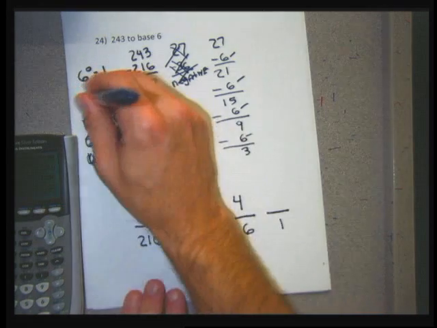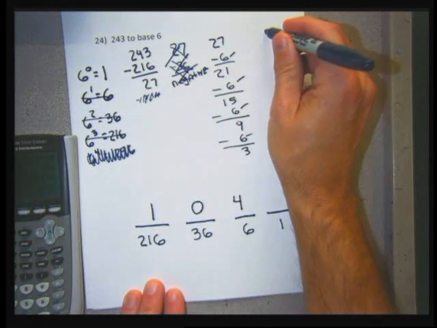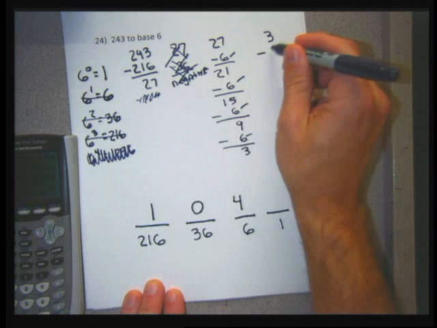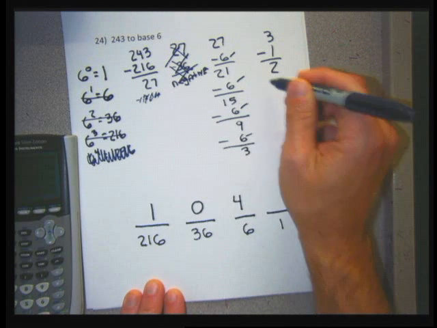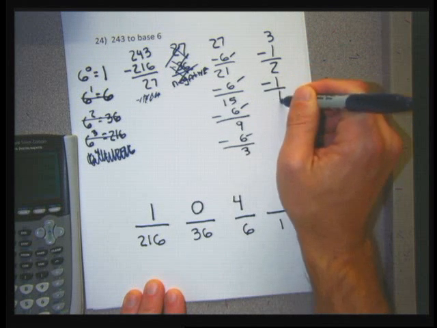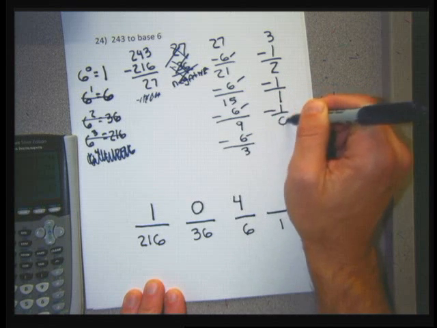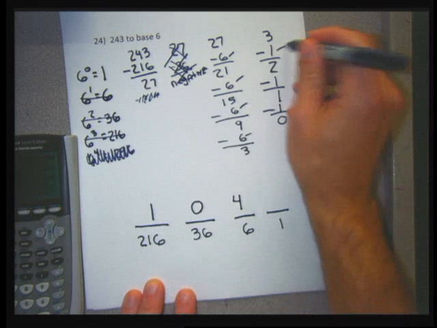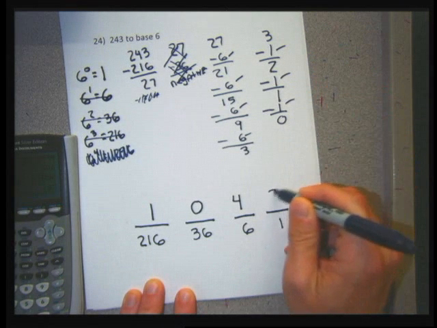Now I'm done subtracting 6. I'm done with the 27. I'm going to carry what's left, which is the 3, up, and start subtracting 1. I'll go 3 minus 1 is 2. 2 minus 1 is 1. 1 minus 1 is 0. Once I get to 0, I'm done. The number of times I was able to subtract 1 was 3 times.